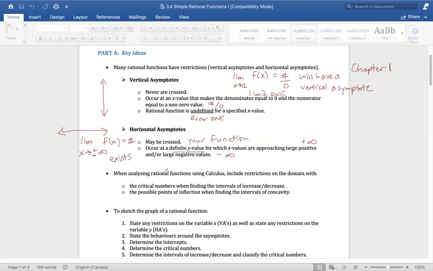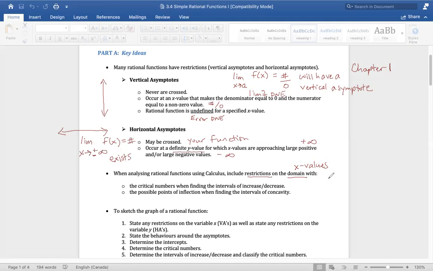The limit exists. When I'm analyzing rational functions, now using calculus, I have to include restrictions on the domain. Which one is the domain? In the previous video we got the domain and range. The domain is talking about my x values only. So this statement is just saying that I have to include restrictions on my x values only.